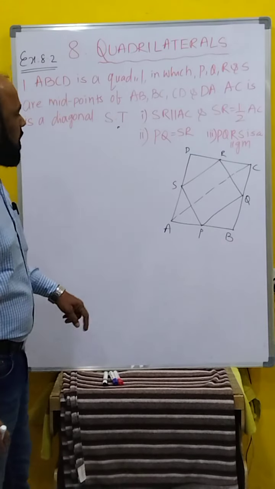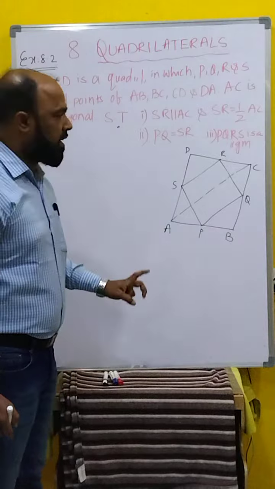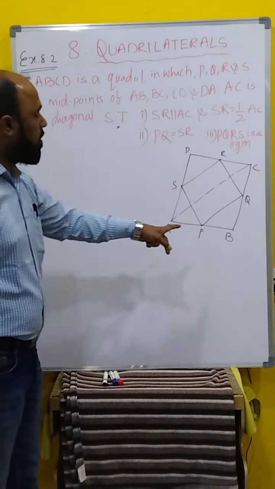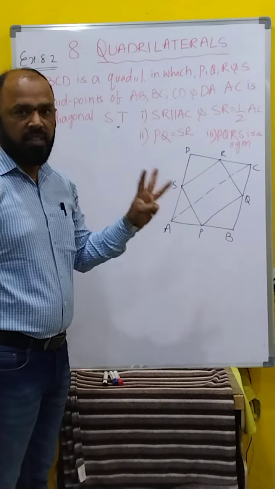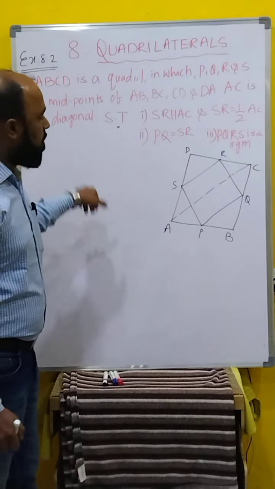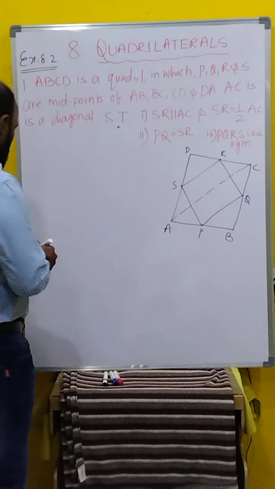Clear? Next one, PQ is equal to SR, that is second one, and last one, PQRS is a parallelogram. Total 3 are there. Okay. Now we have to prove that. Clear? Now first one, we'll go for the first one.